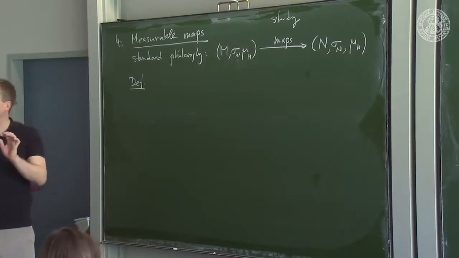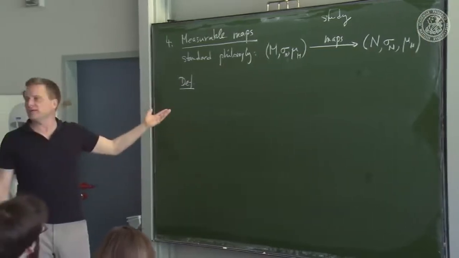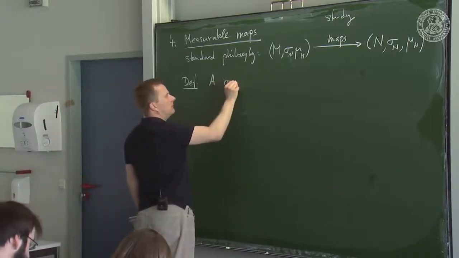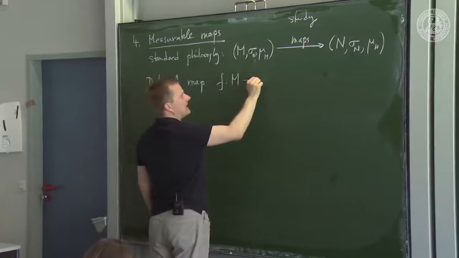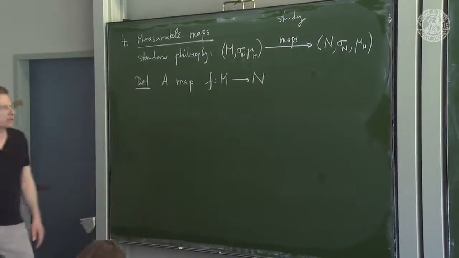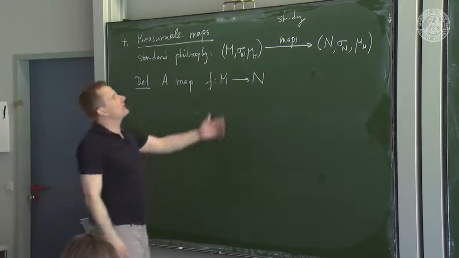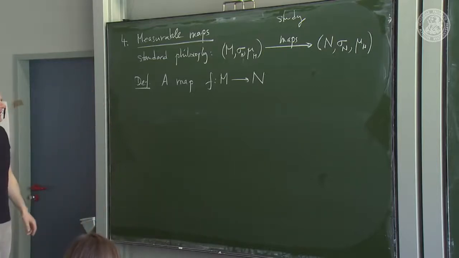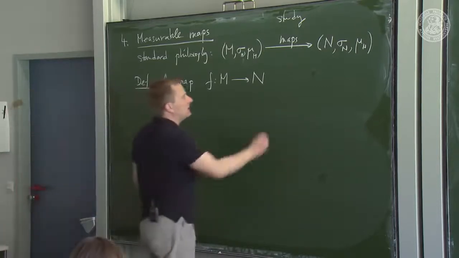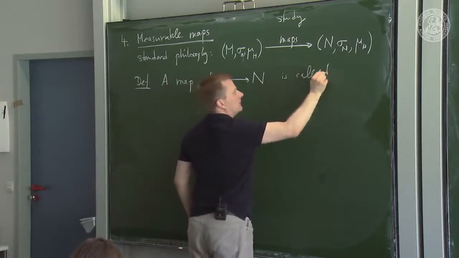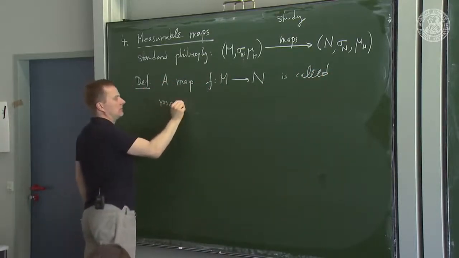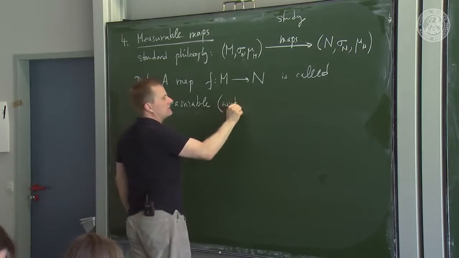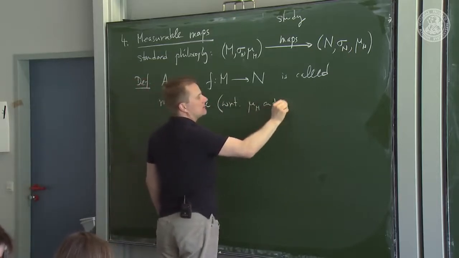It looks exactly like the definition for a continuous map, only that it employs the notions of measure spaces. So, definition: a map F from a set M into a set N, because that's what a map is. But now we have M and N equipped with each a sigma algebra and a measure. A map F from M to N is called measurable.